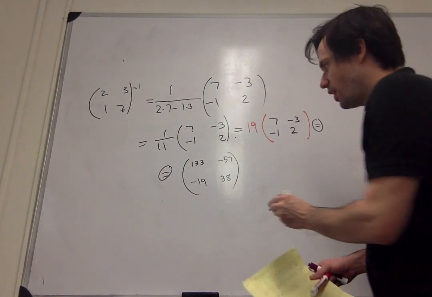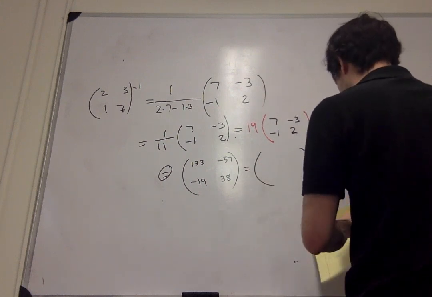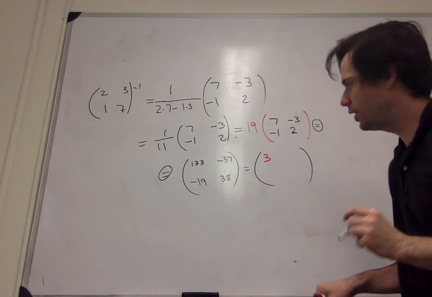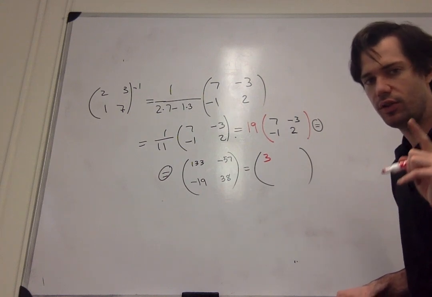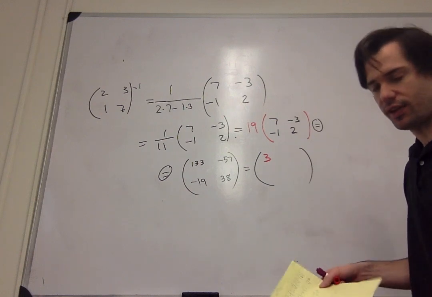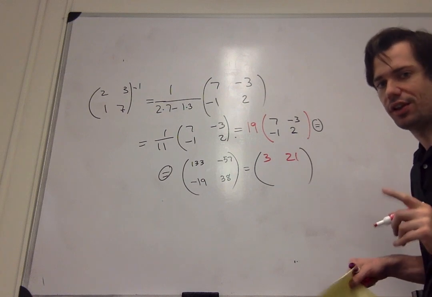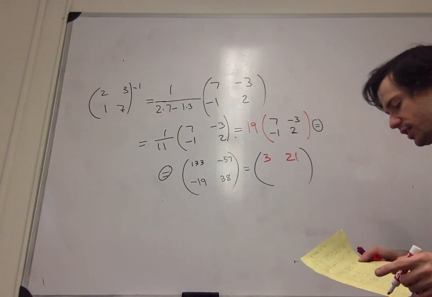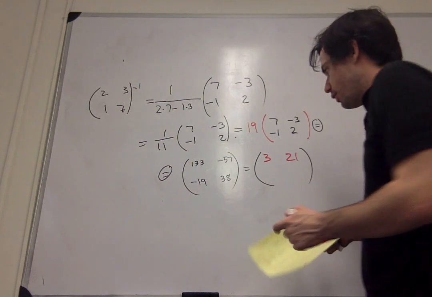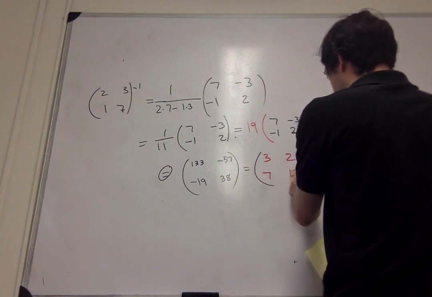So 133 is going to equal 3, okay? 133 is 3 when you do the arithmetic mod 26. And negative 57 is going to turn out to be 21 when you do the arithmetic mod 26. Likewise, negative 19 is 7 and 38 is 12.